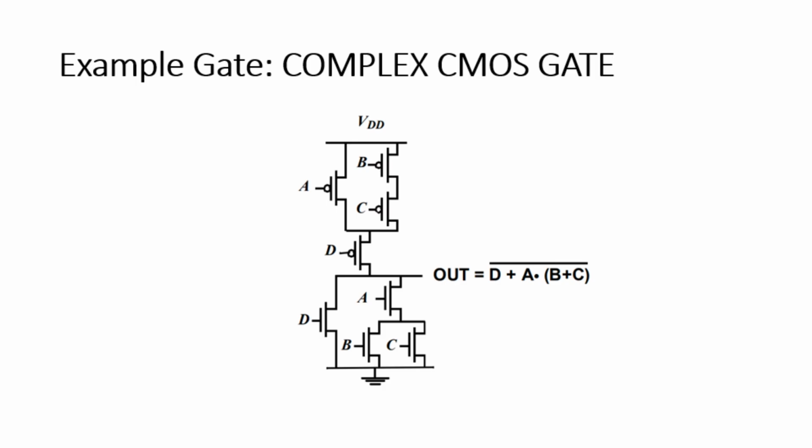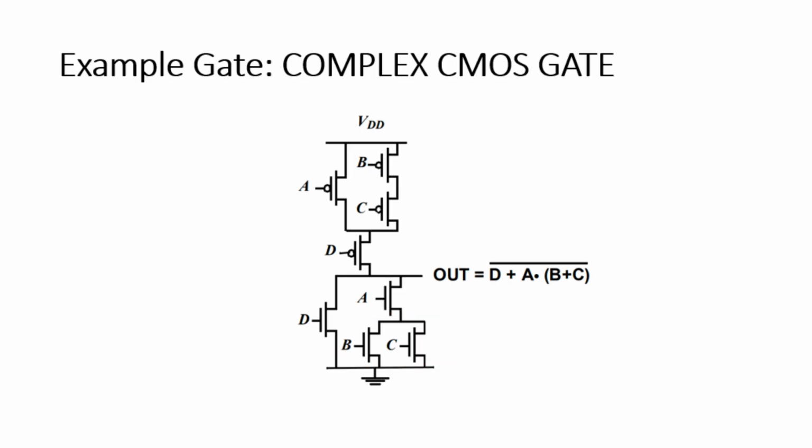We have a 4 input gate. So we have inputs A, B, C, and D. Let's start with the parentheses. We have B plus C, and because they are adding up, we know that if we are adding, that means we are implementing the transistors in parallel fashion. This is represented here.